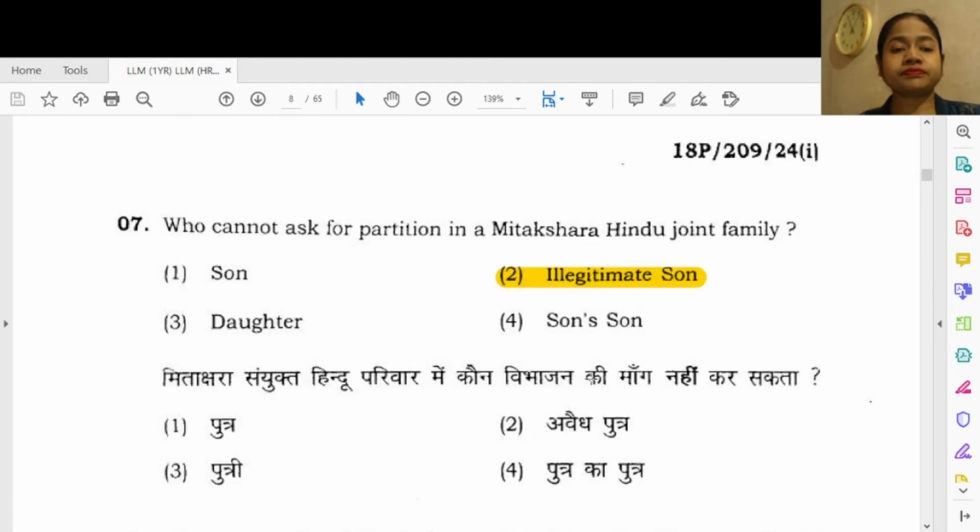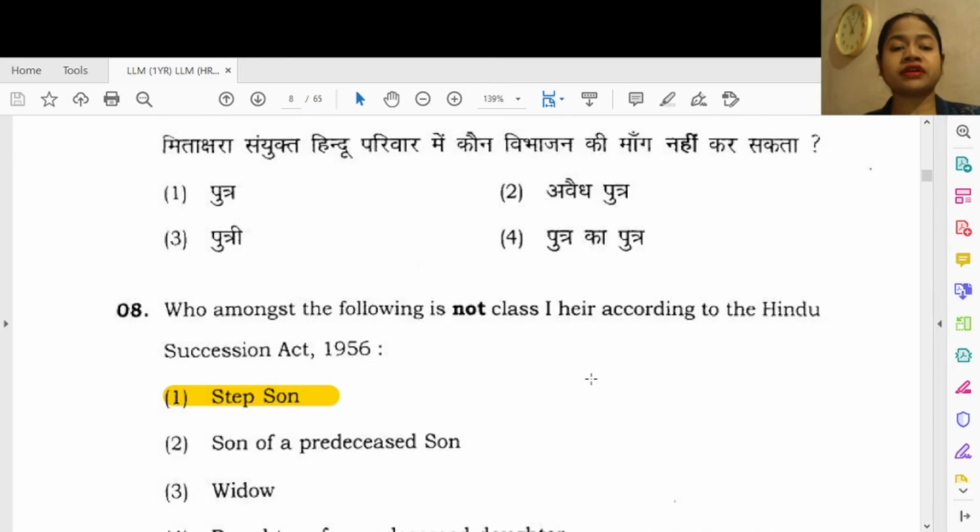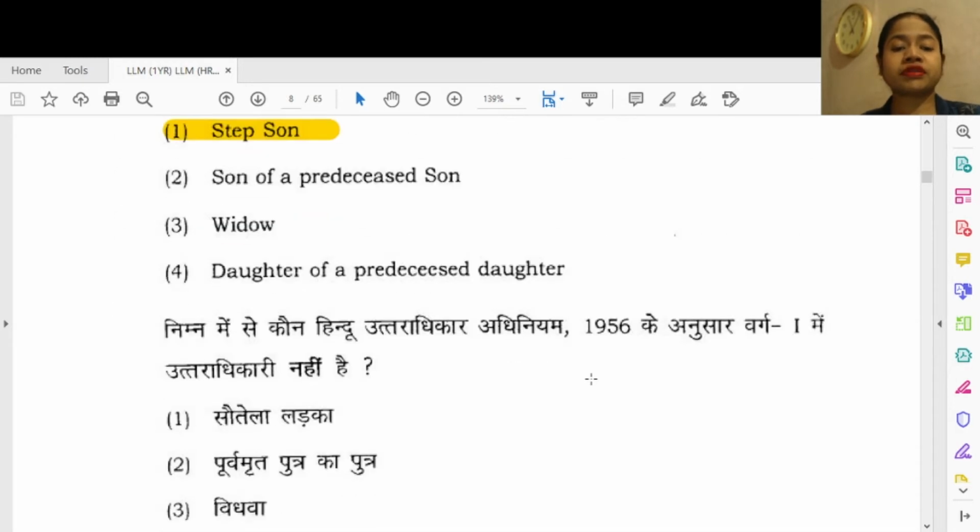Question number 7, who cannot ask for partition in a Mitakshara Hindu joint family? This is option number 2, legitimate son. Question number 8, who amongst the following is not a class 1 heir according to the Hindu Succession Act 1956? This is option number 1, stepson.